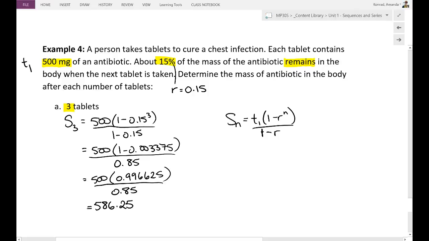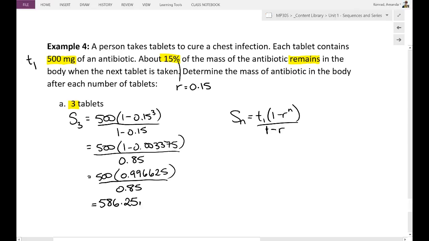Now we just need to double check that we have in fact answered the question, the mass of antibiotic in the body after each number of tablets. So if I've taken 3 tablets, it makes sense that I've got over 500 because that last tablet I took is still at 500. So in this sense, this geometric sequence is a little strange because we're constantly adding on to the end, but in a different way. Our most recent tablet that we've taken actually is always representing that term 1. Don't forget your units since this is a word problem, so it's milligrams, and that is the mass in your body of 3 tablets.